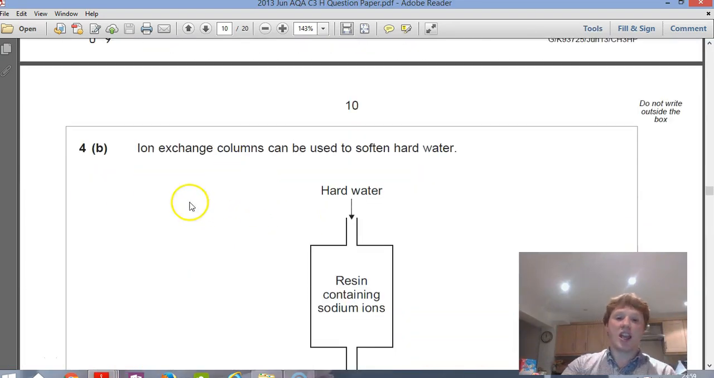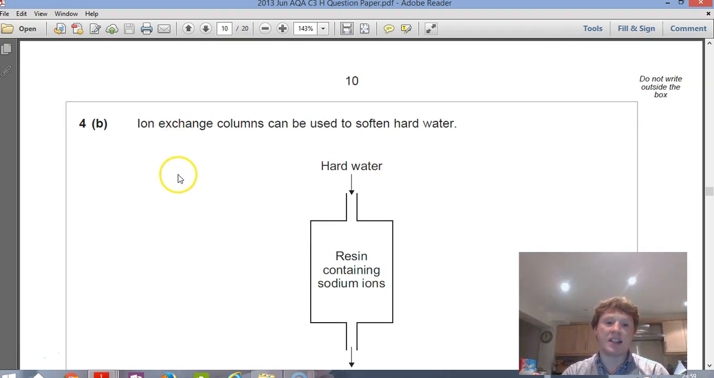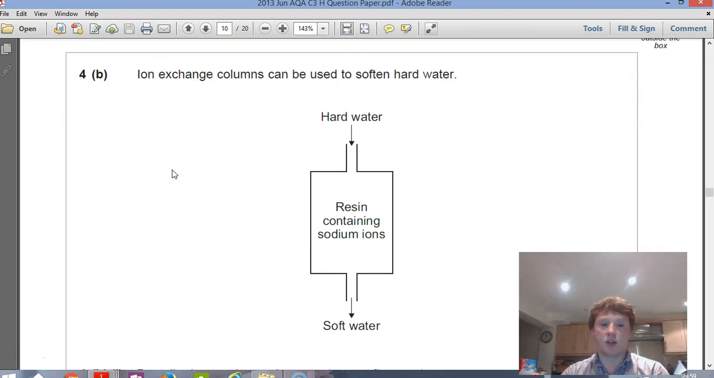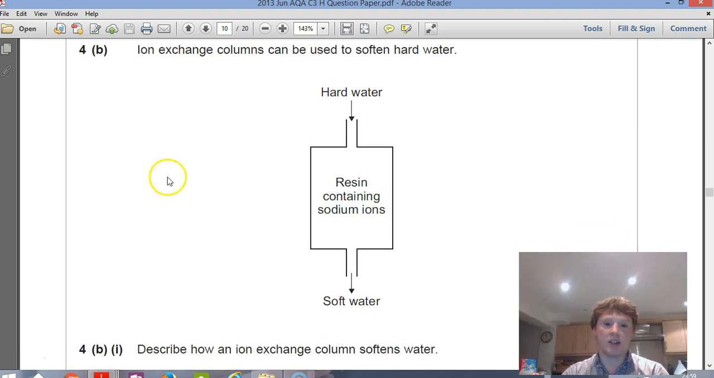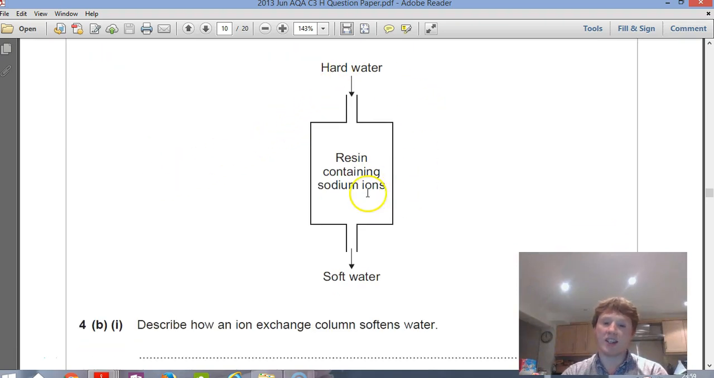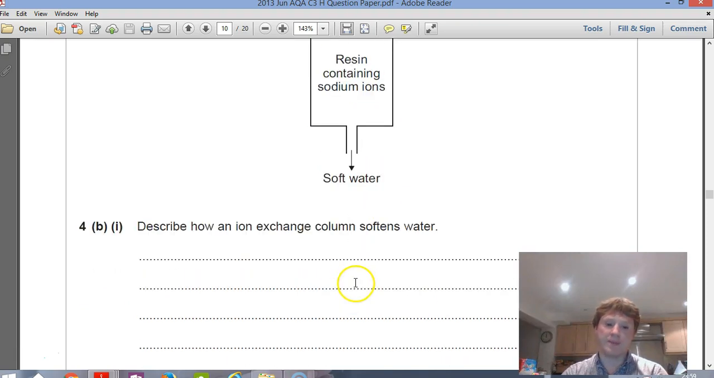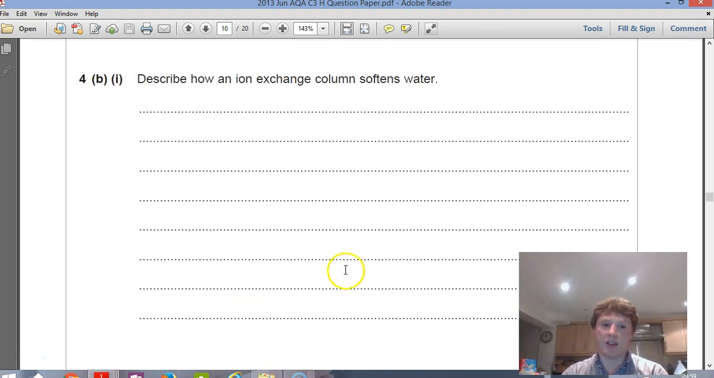Now, ion exchange has been in pretty much every exam since 2012 when the exam started. So here's a simple ion exchange column. Hard water, resin containing sodium ions, soft water. How does it soften water? 3 marks. Off you go.